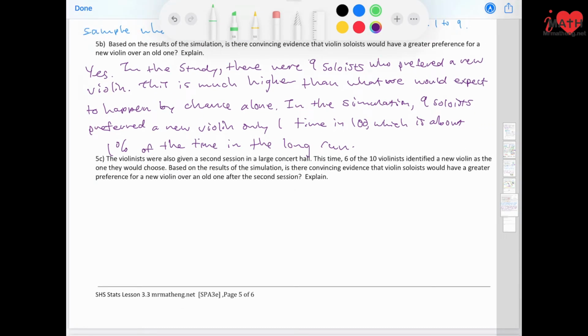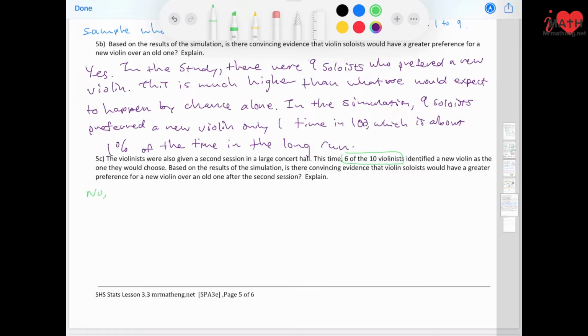Okay. The violinists were also given a second session in a large concert hall. This time, 6 of the 10 violinists identified a new violin as the one that they would choose. Based on the results of the simulation, is there convincing evidence that the violin soloists would have a greater preference for a new violin over an old one after the second session? Explain. So in this case, I would say no.